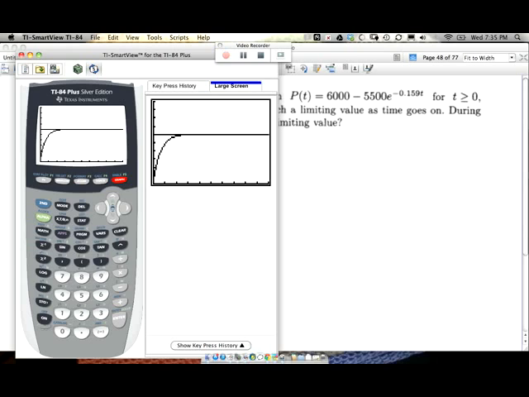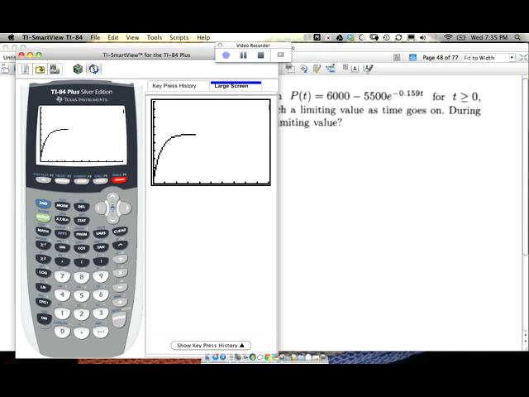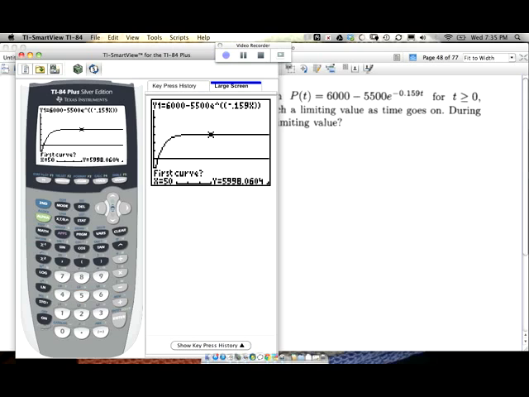Well, it says when does it reach half of that? Okay, half of that would be 3,000. So I'm just going to change this to a 3,000, like so. And then, check this out. Boom! They intersect. And we know how to calculate an intersection. Number 5. So let's move to that intersection. We're clicking, we're moving, and good enough. Second curve, yes. And it's at 3.81.